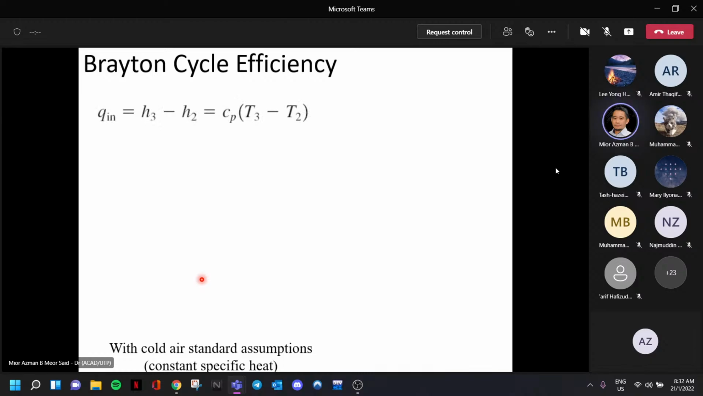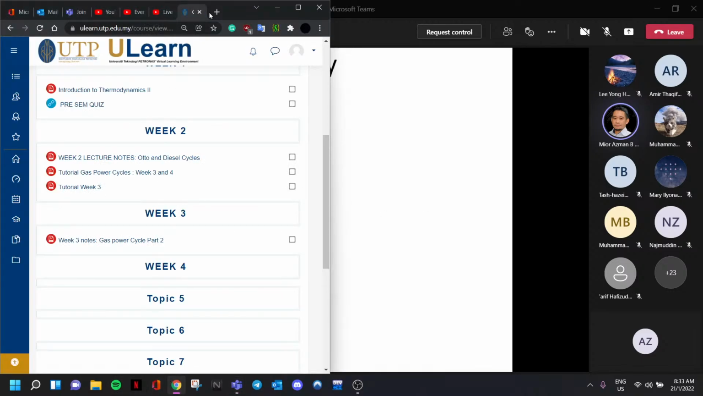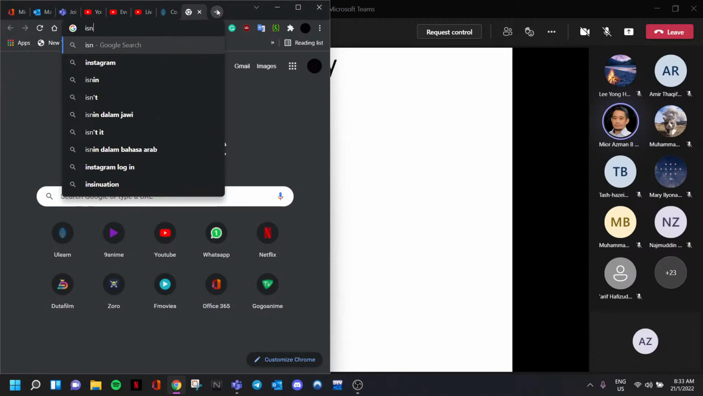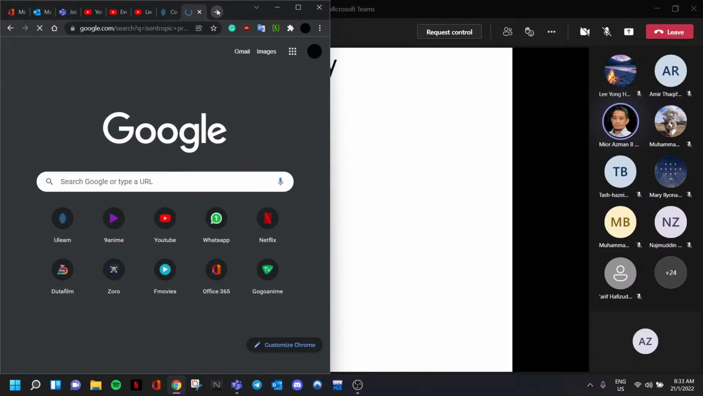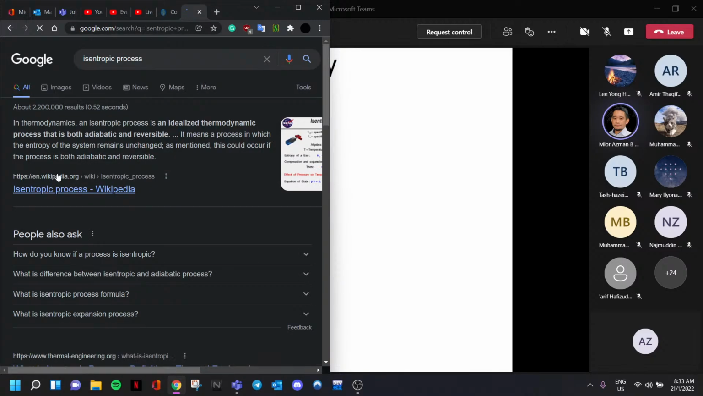Okay, so we shall take a look at the formula for the Brayton cycle efficiency. So here is a case with the cold air standard assumption. This is a new term here. Cold air standard assumption means that it's a constant specific heat. So constant specific heat means that we can use the equation that relates the enthalpy with the constant specific heat, Cp times the change of the temperature, right? If it's constant specific heat.